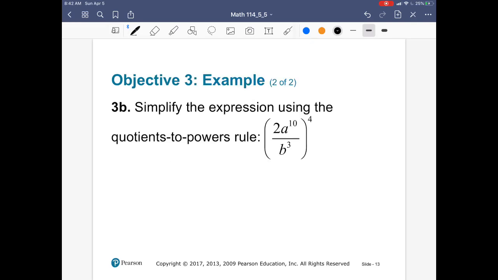3b states, simplify the expression using the quotient to power rule. So this becomes 2 to the 4th, a to the 40th, over b to the 12th, because of the same process we did before. Now 2 to the 4th is 2 times 2 is 4, times 2 is 8, times 2 is 16. So 16a to the 40th over b to the 12th.